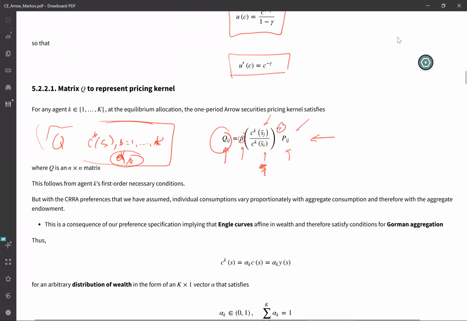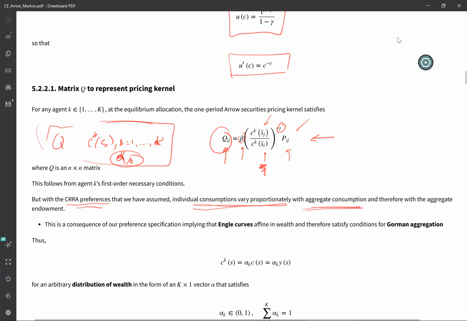So this is kind of a seek and ye shall find. There's a set of restrictions on preferences that we have made so that we don't have to solve them simultaneously. We can solve them recursively. And the key thing is, with CRRA preferences, individual consumptions are going to vary proportionately with aggregate consumption.